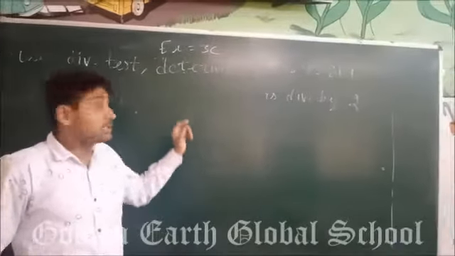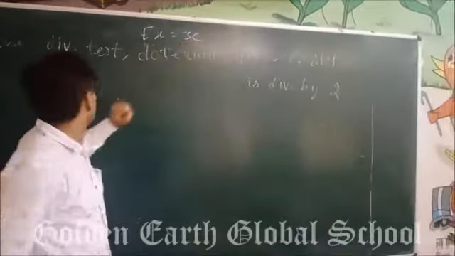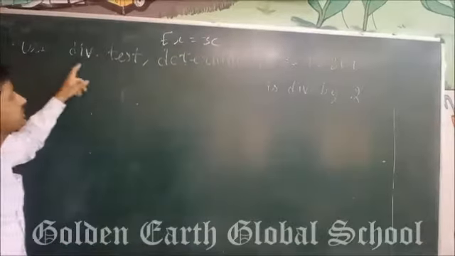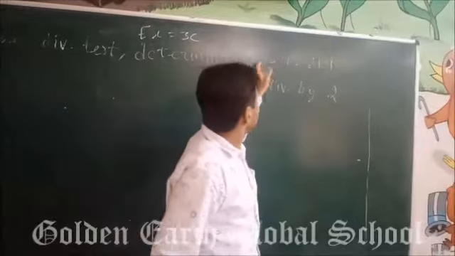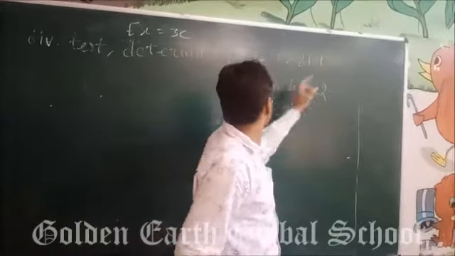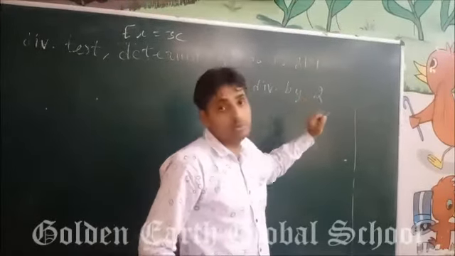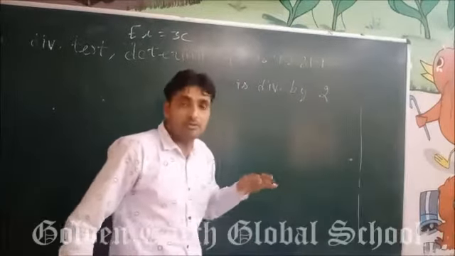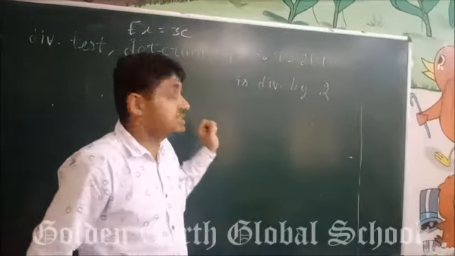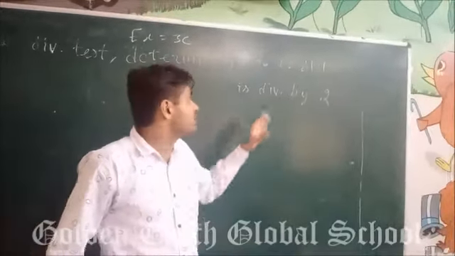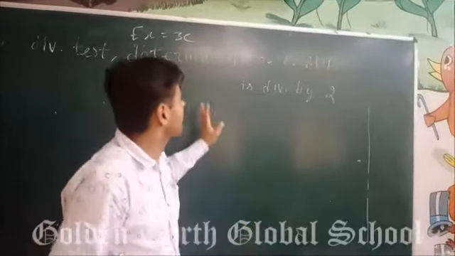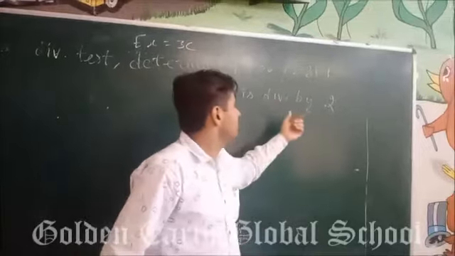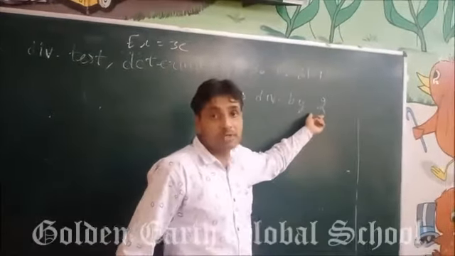Let us start the exercise 3C. The first question: use divisibility test to determine whether 3692814 is divisible by 2. I am solving the last part of this exercise. You always think that the last part is difficult. The other parts you will solve yourself.